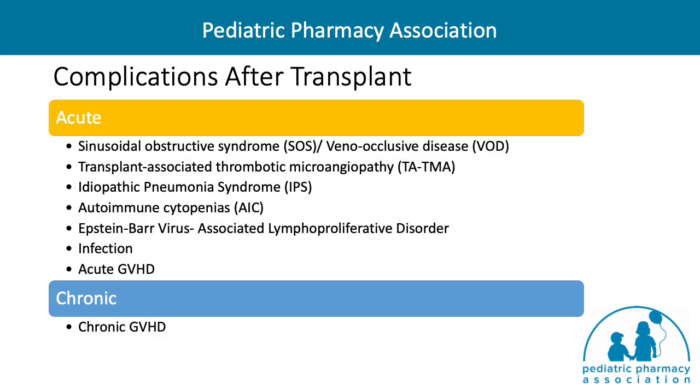Some acute complications after transplant include sinusoidal obstructive syndrome, or SOS, also referred to as veno-occlusive disease, VOD, transplant-associated thrombotic microangiopathy, or TA-TMA, idiopathic pneumonia syndrome, or IPS, autoimmune cytopenias, abbreviated AIC, Epstein-Barr virus-associated lymphoproliferative disorder, infection, and acute GVHD. A major chronic complication after transplant that we will discuss is chronic GVHD.